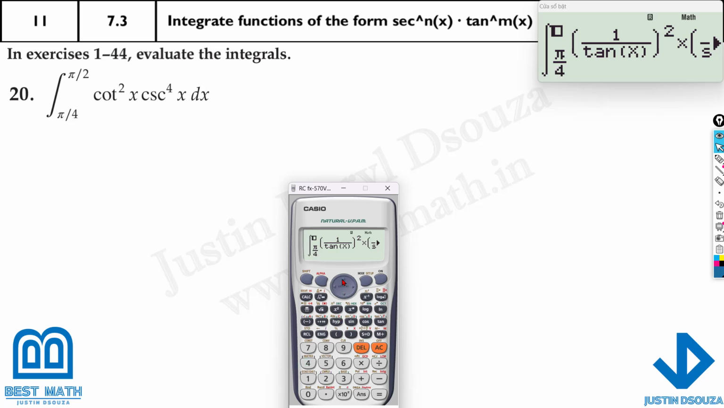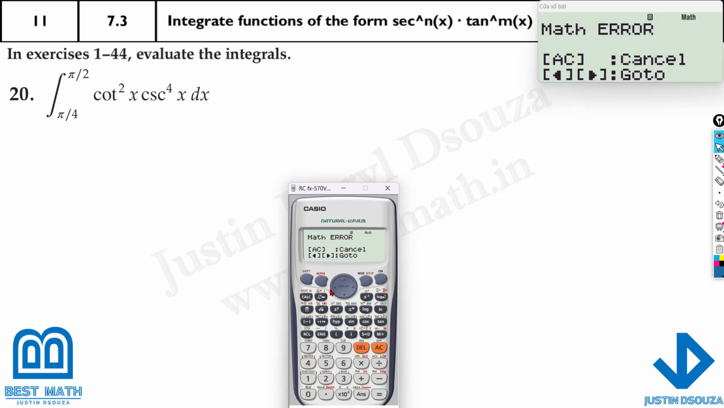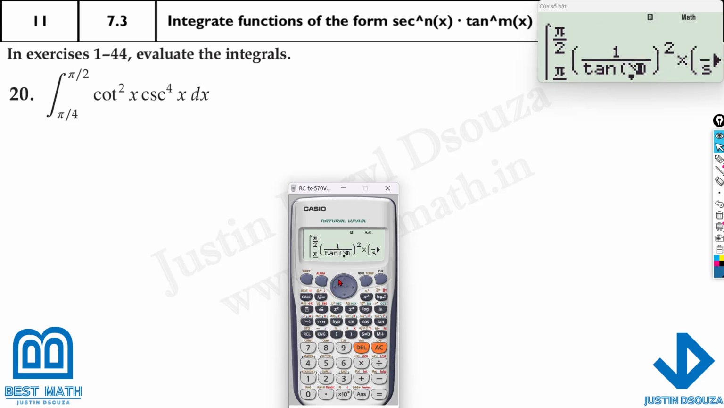But what about pi by 2? Will I get the answer here if I put pi by 2 for tan? See, pi by 2 exists for cotangent, but it does not exist for tan because we're using 1 by tan. It'll be a math error. Why? Because it's an asymptote for tan pi by 2. Now it's tan x, right? There'll be pi by 2 involved. This will not give me the correct answer.